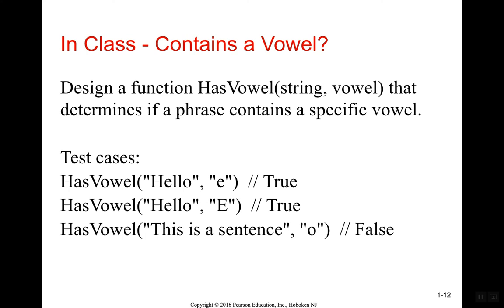Public static. What's the return type of our function? It's a boolean. Right. Because here are the examples, test cases. hasVowel, hello, and e returns true. So our return type is a boolean. Now, what are our parameters? There are two parameters. One's the string we want to test, and one's the vowel we want to test for.